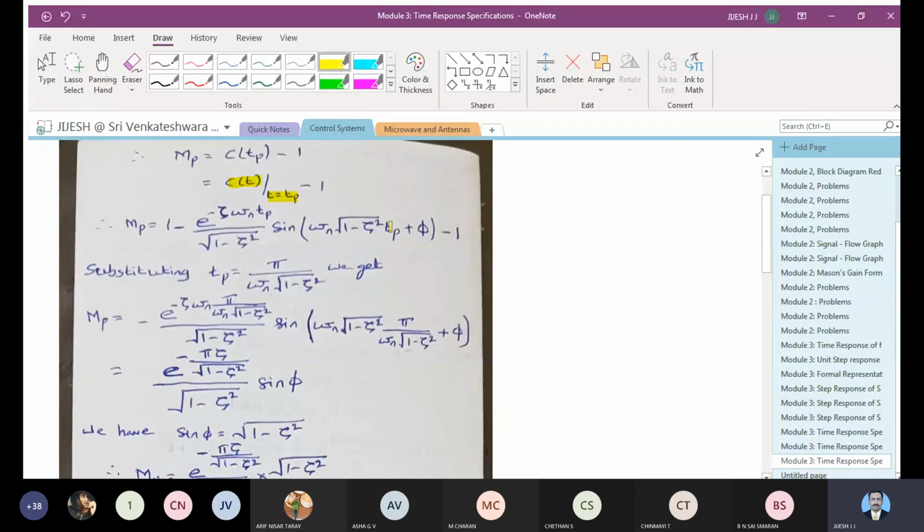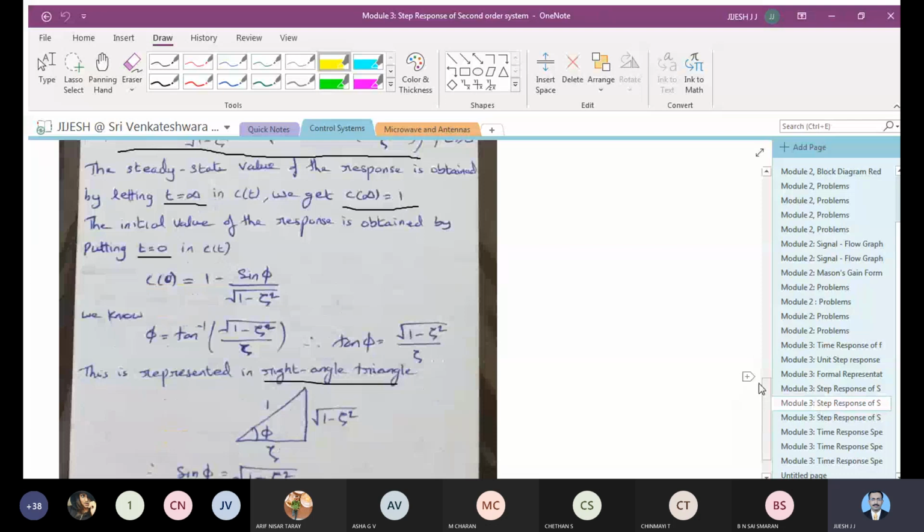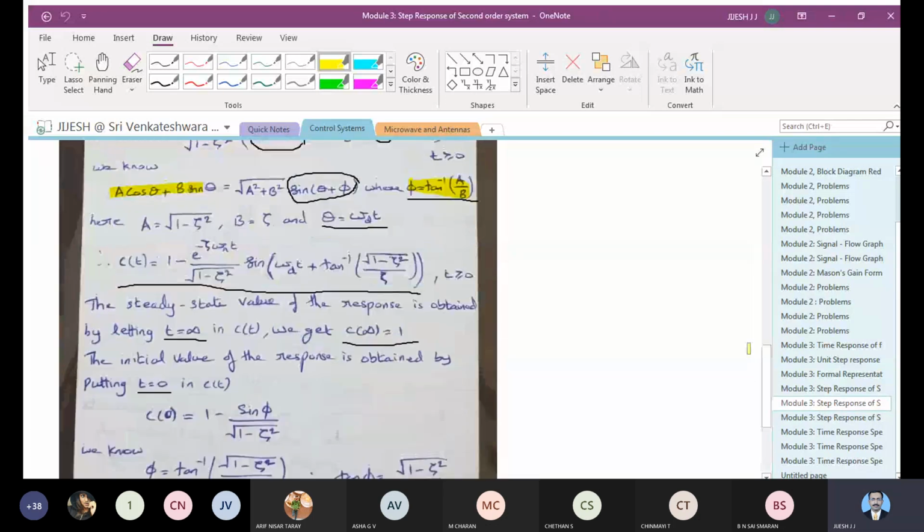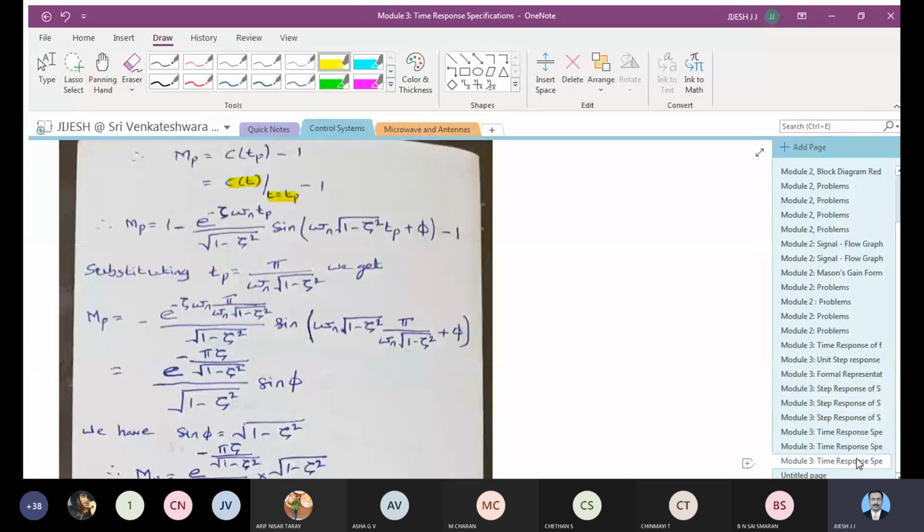So that's the reason I'm saying you need to study these equations. We have derived this equation in the previous class. You can see here this was the equation derived in the previous class for C of t. The same equation we are using; instead of t we are going to write Tp. So please go through these equations, and once you study, it will be clear for you.